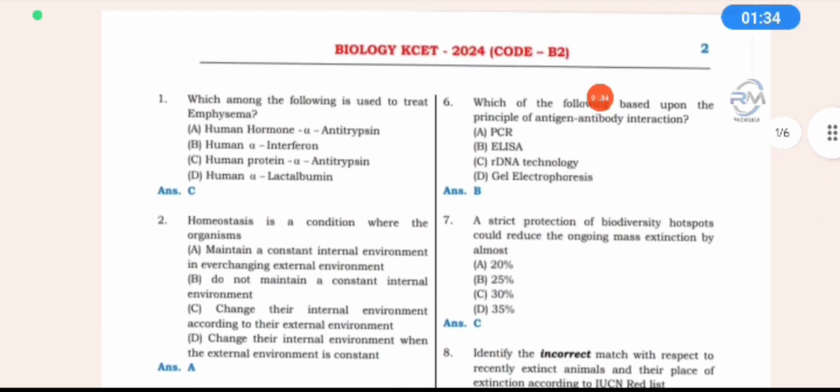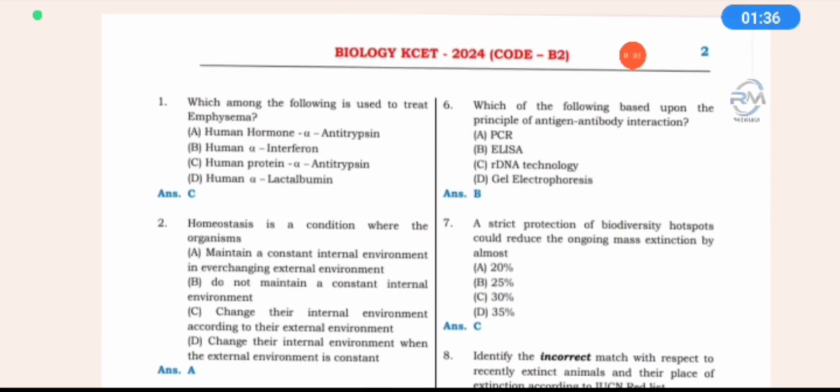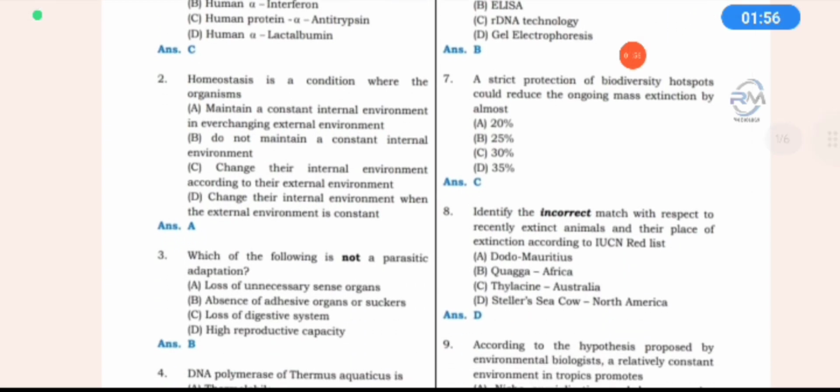Next question, number 6. Which of the following is based upon the principle of antigen-antibody interaction? It is ELISA. A strict protection of biodiversity hotspots could reduce the ongoing mass extinction by 30%, option C. Identify the incorrect match with respect to recently extinct animals and their place of extinction according to the IUCN Red List. The correct option is option D, the Steller's sea cow, North America.